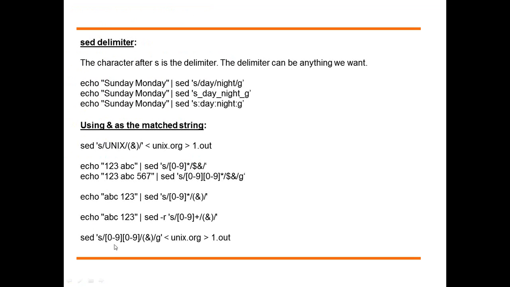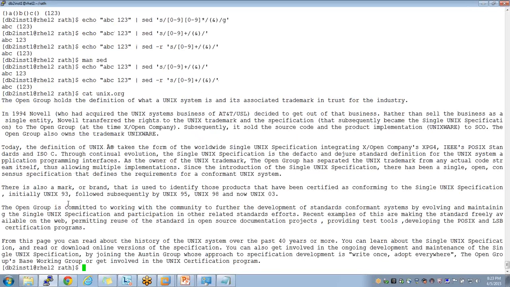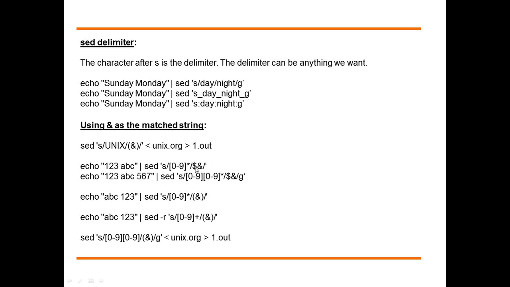Now if you look at this, what is happening is a unix.org file. If I cat unix.org, there are a few places where I'm using some numbers here. There is 93 here, 95, 98, 03, 40 years. So what I'm trying to do here is exactly two occurrences of numbers, 09 and 09. I don't have a star or a plus. So this will map to one number and this will map to two numbers. That means if any two-digit number is there, I am putting a bracket in front of it.